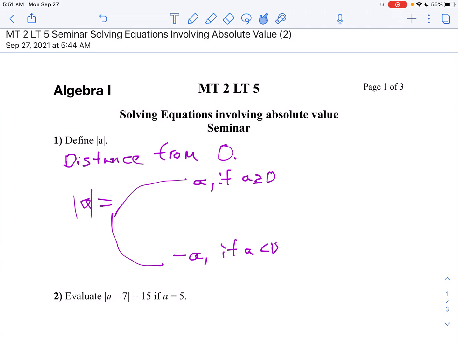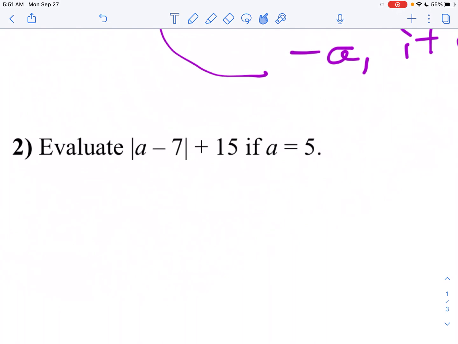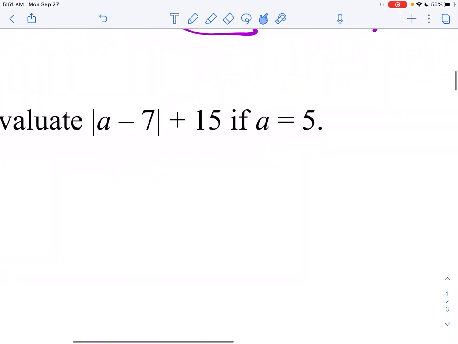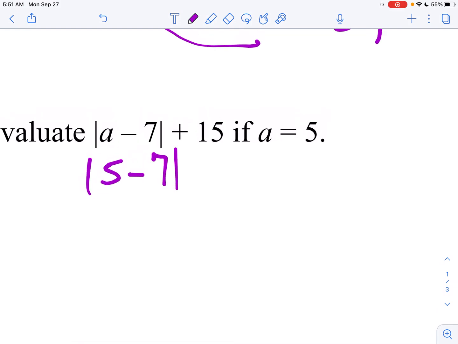Now, if we take a look at example 2 here, let's evaluate an absolute value expression. We have the absolute value of A minus 7, plus 15, if A equals 5. So the first thing we're going to do is replace A with 5. So we're going to say 5 minus 7. And you treat the absolute value kind of like a parenthesis. So inside the absolute value, we find that answer first. 5 minus 7 is negative 2.